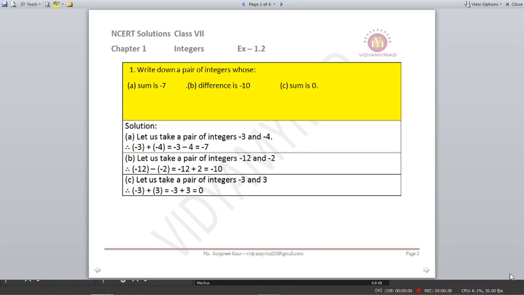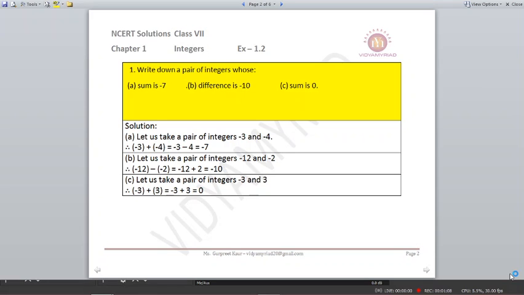Let's begin with it. Write down a pair of integers whose sum is minus 7, difference is minus 10 and sum is 0. So we need to make a pair in such a manner that my answer should come as minus 7. So let us take a pair of minus 3 and minus 4. Now what will I do? 4 plus 3 is 7, I know. But I need to put a minus sign because my answer should come as minus 7.